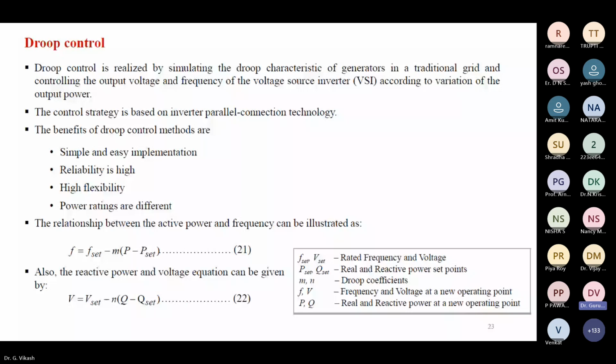Suppose the actual power is more than P set, the rated power, then the frequency should reduce. So the frequency is 50 minus M into (P minus P set). If P is more than P set, then M into (P minus P set) is a negative value overall, so the frequency will dip. If the actual power is less than the rated power, then the frequency will increase. Similarly, in the case of reactive power, the voltage may vary vice versa.